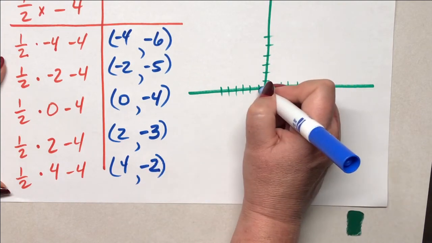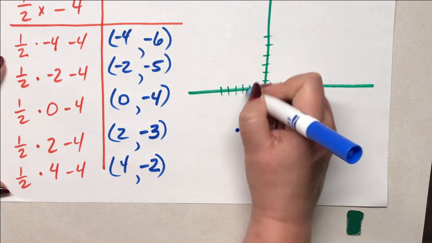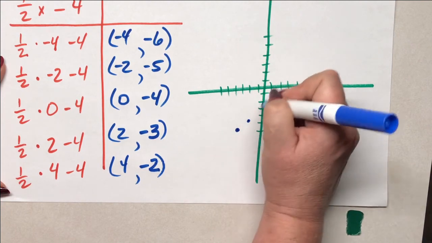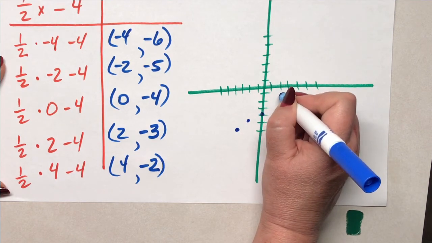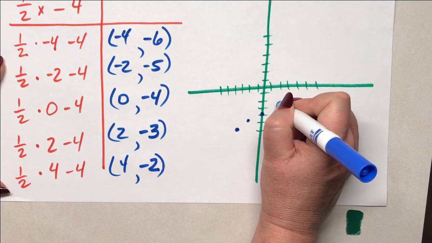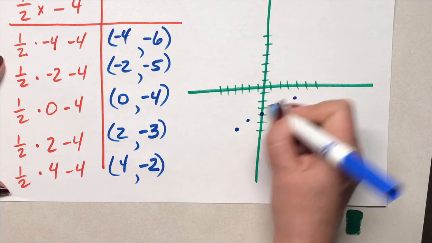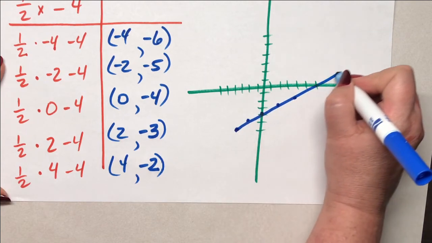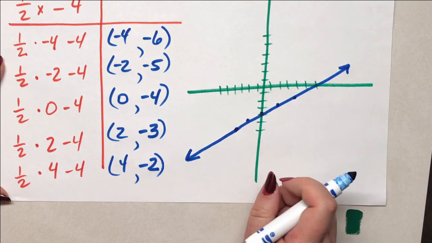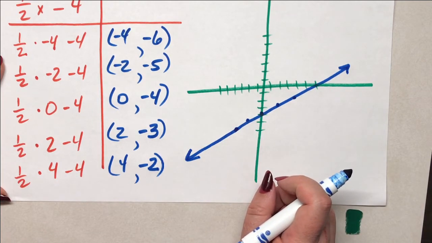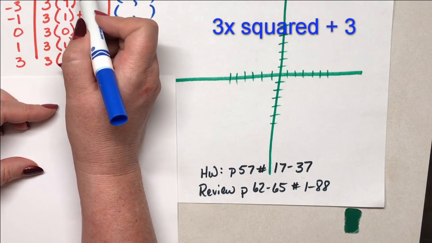And when we graph this, -4 and -6, -2 and -5, 0 and -4, 2 and -3, 4 and -2. There's our line. And we're going to pull it all the way through both axes to show that it goes on forever. Our second problem is 3x squared plus 3.